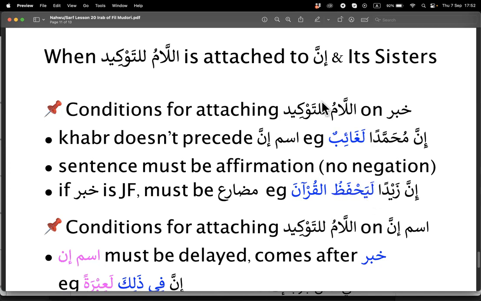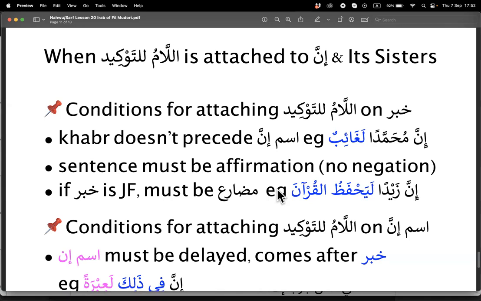This information is good if we are constructing sentences, but even if we are not. For example, sometimes we see sentences in the Quran, ayat that are similar but have a bit of difference. Maybe here there is lam taukid, maybe in another ayah there's no lam taukid. When you compare such ayah, you can look at this kind of information to find out why one ayah is a certain way and why another ayah is another way.